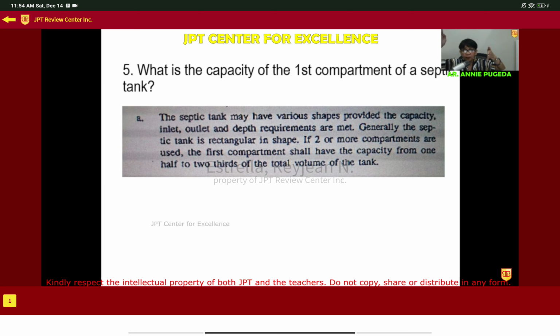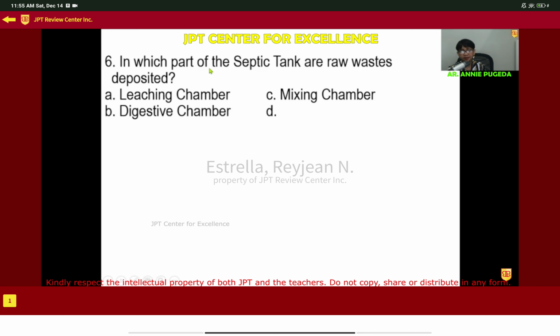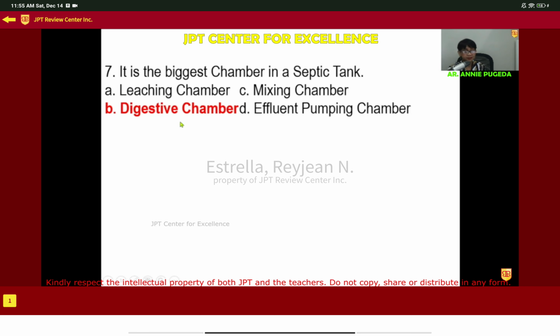Your leaching chamber is 1/3, so the other is 2/3. Or it's 1/2, 90, with 1.8 as the whole. Clear? That's what's stated: the first compartment shall have the capacity from 1/2 to 2/3 of the total volume of the tank. Where is the waste? In the digestive chamber, the biggest chamber.